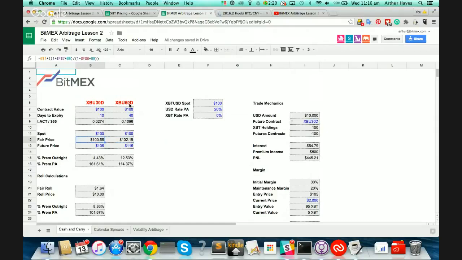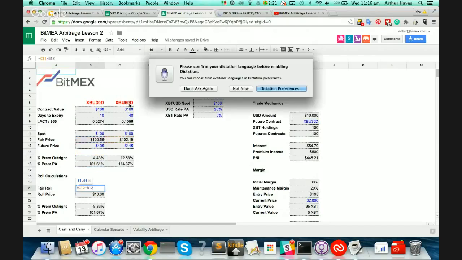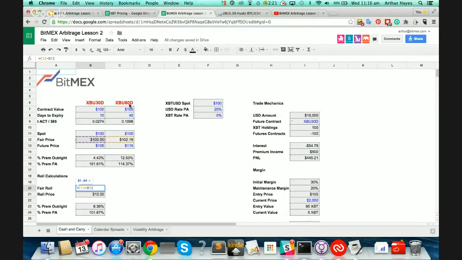We calculated based on our borrowing costs what the fair price of these futures contracts were. Now remember, we said that we look at the roll as back month minus front month. So our fair roll is our 60-day contract fair price minus our 30-day contract fair price. And that's how we get the fair roll. Now we also have the roll price. So the actual market traded price is different from where the fair is trading. And that's giving us the opportunity to extend our cash and carry arbitrage strategy.